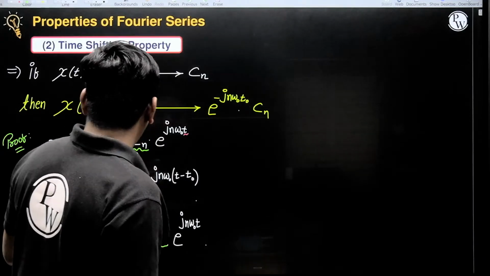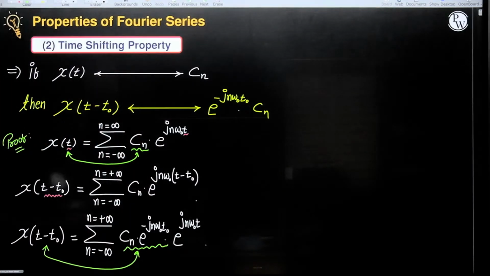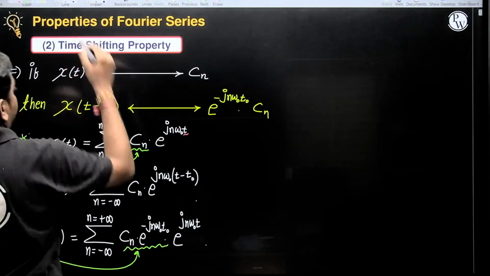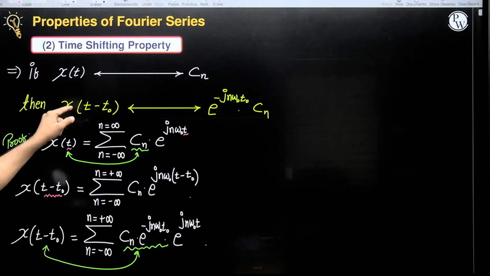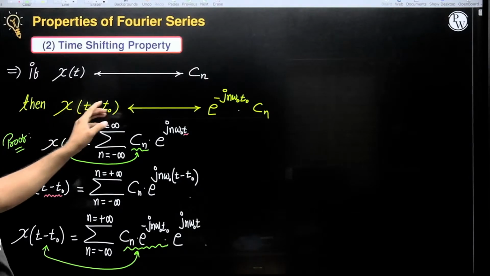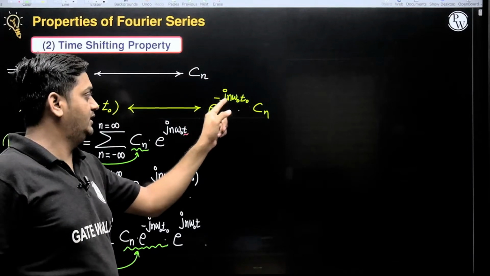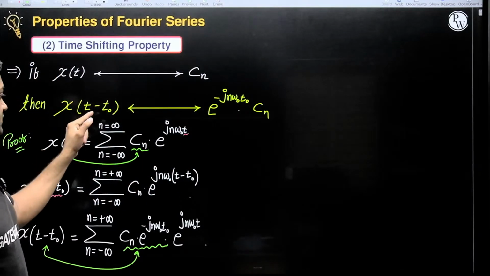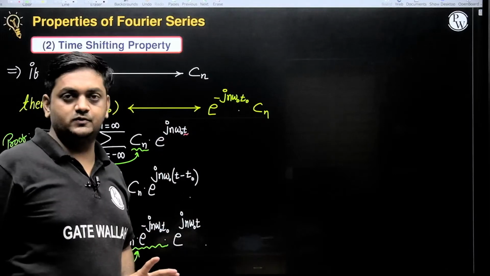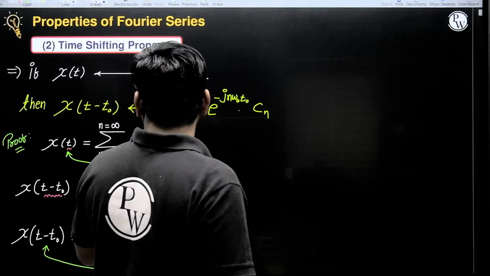So this is the second property, guys, the time shifting property. Remember this here: t becomes t minus t naught, then it becomes e power minus j n omega 0 t naught times Tn. Here it is minus t naught; if it is plus t naught, then here it will be plus t naught. Of course. So this is the second property.